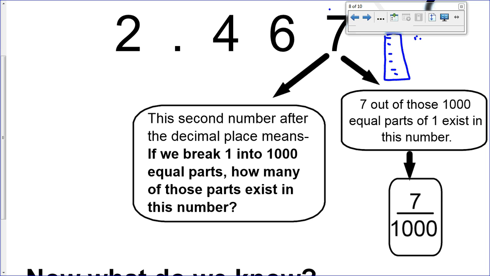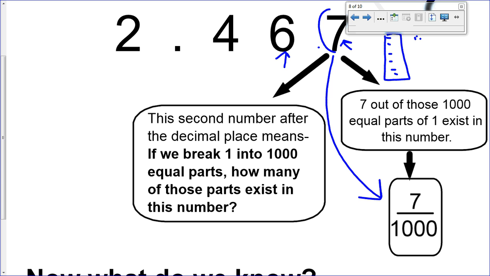So even though this is a 7, since it's in the thousandths place, it's actually 7 thousandths. Even though this 7 is bigger than this 6, we know that it's actually 7 parts of something that has been broken into 1,000 different parts. So this is very little. This is just like 7 little pieces of chocolate dust.